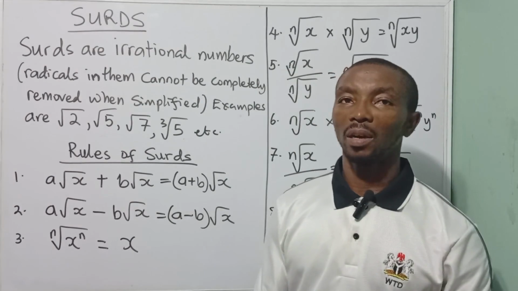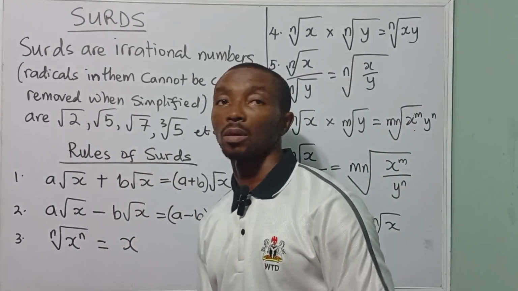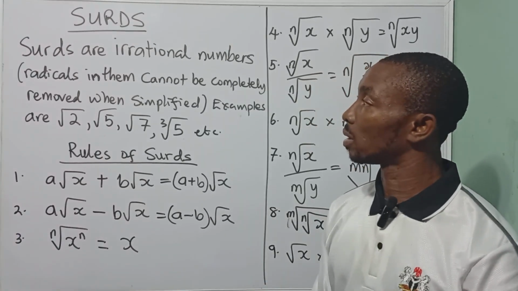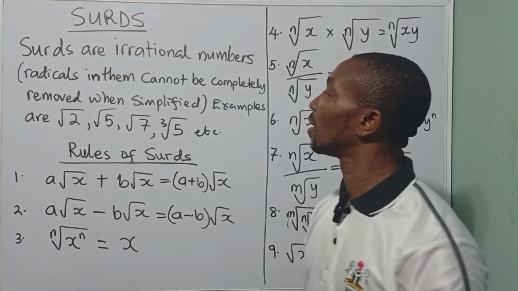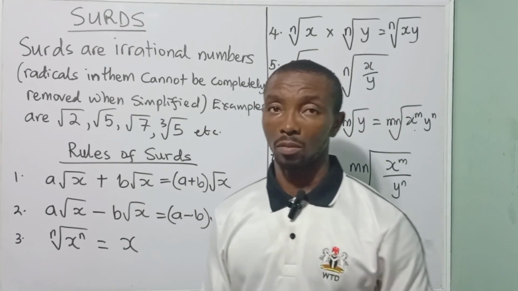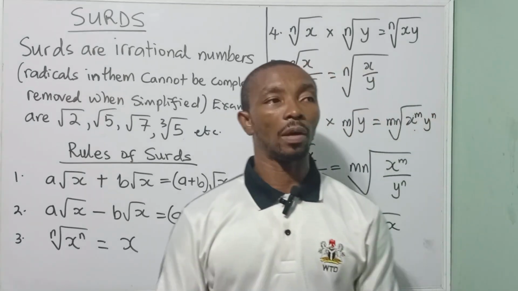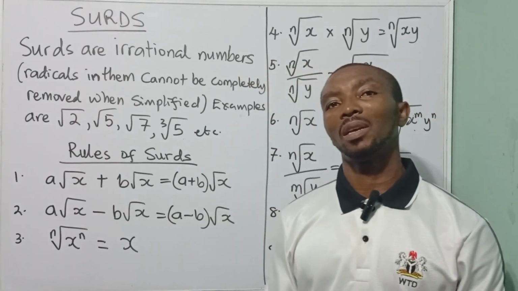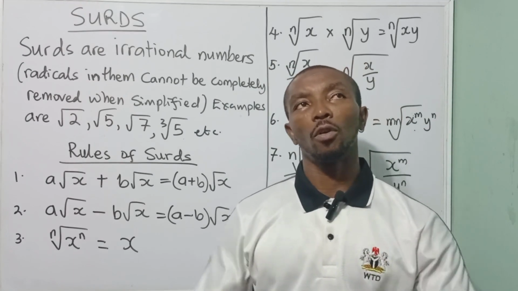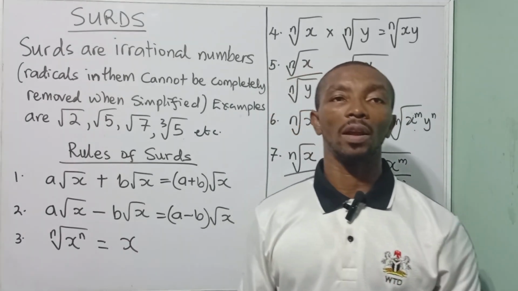Today we'll be looking at a topic called surds. Alright, now what are surds? Surds are irrational numbers, as simple as that. Now, why do we call them irrational numbers? Those irrational numbers, following the decimal point, have no ending.